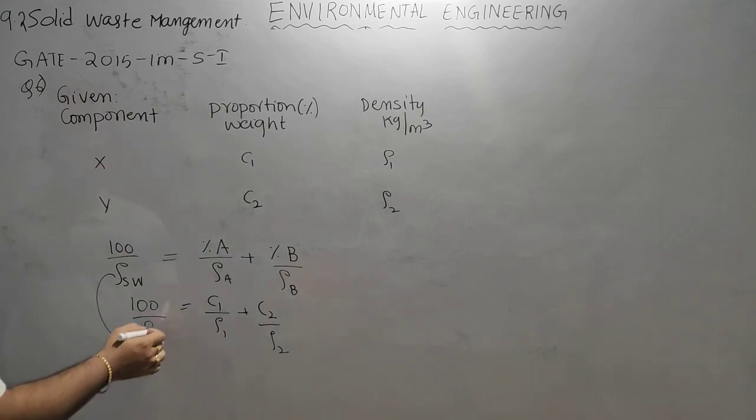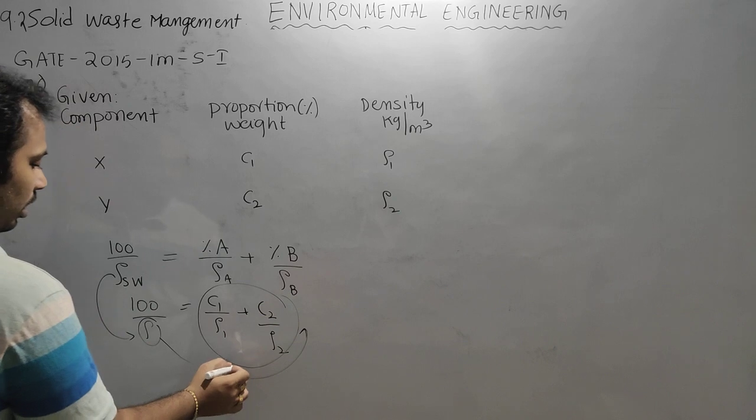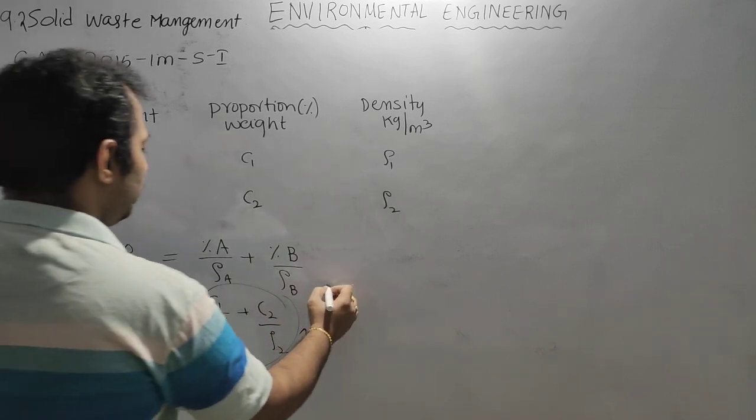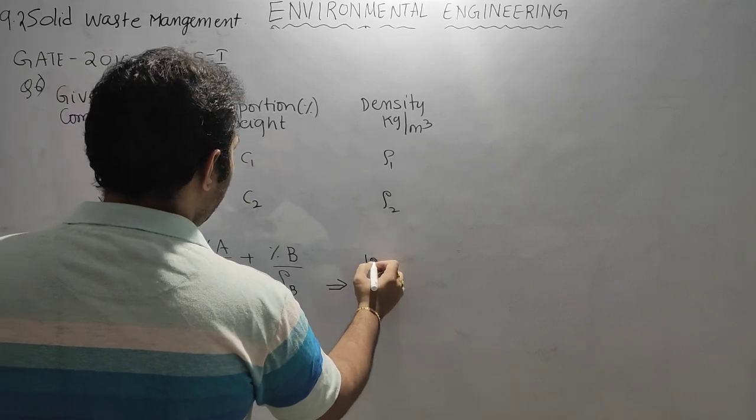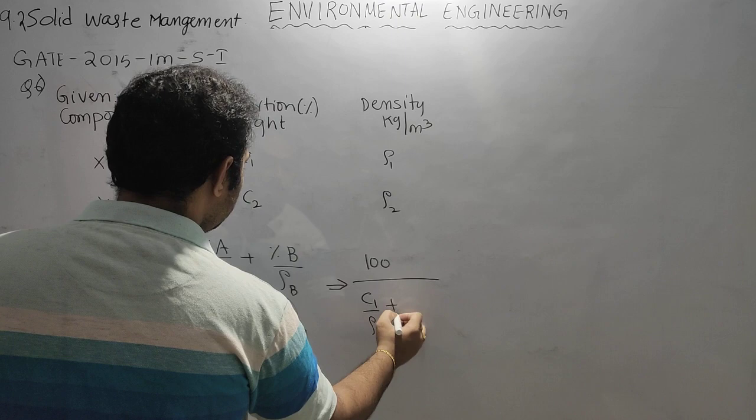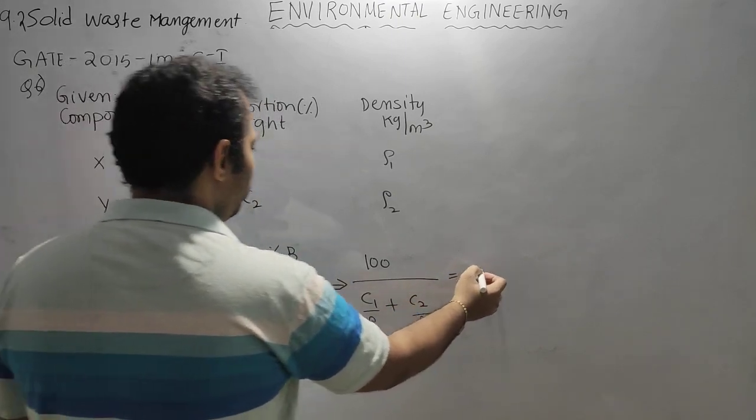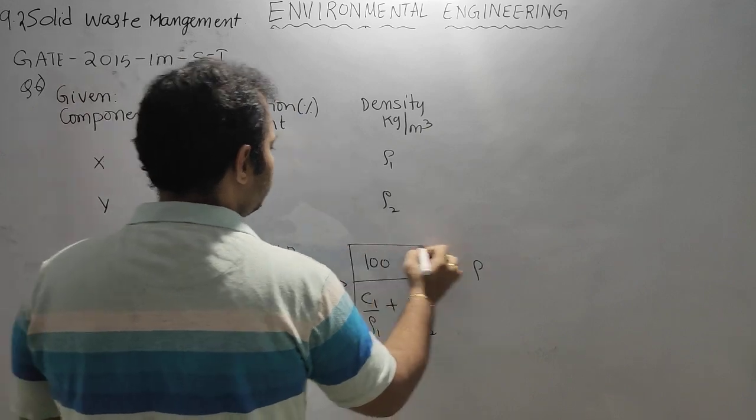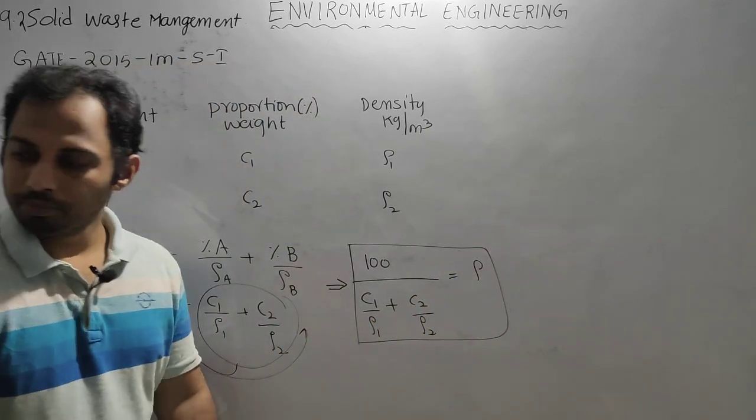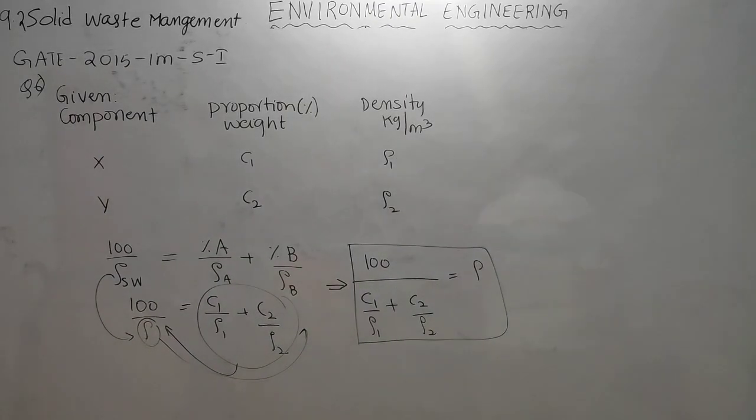So this rho is equal to, I will take this rho on this side and bring this total as a denominator. So now that implies rho is equal to 100 by C1 by rho 1 plus C2 by rho 2. This is simple. That's it. This is the answer. That is the sixth question solution. So let us go to the next question.